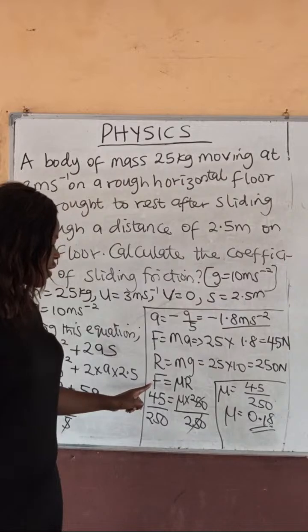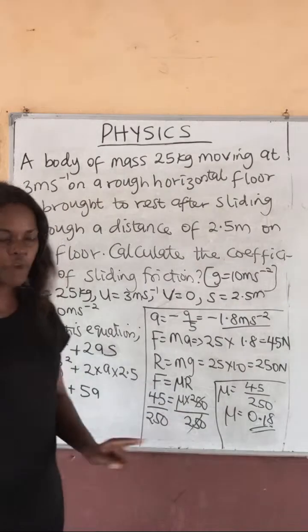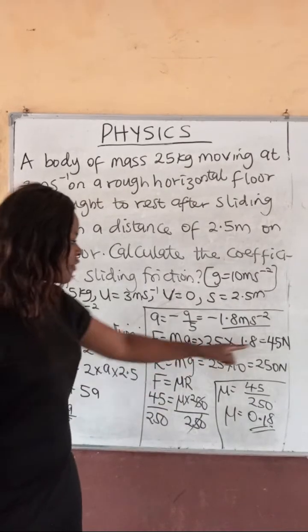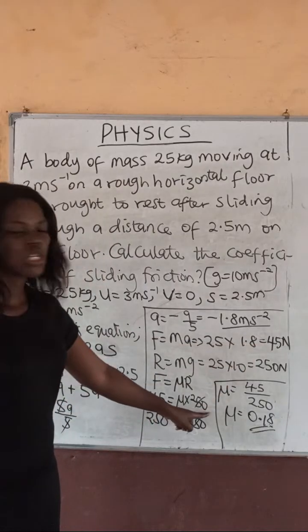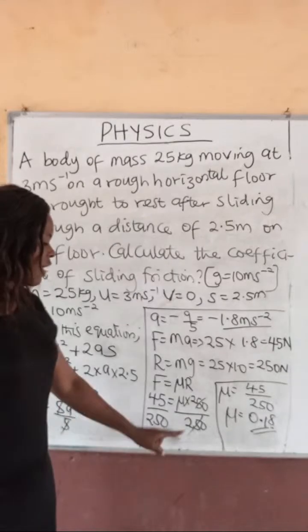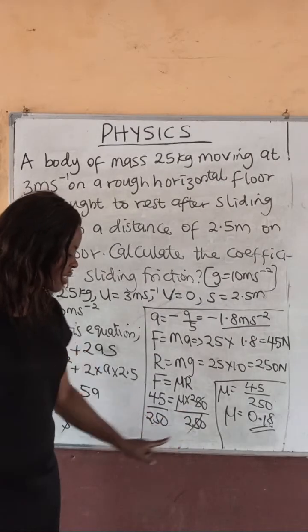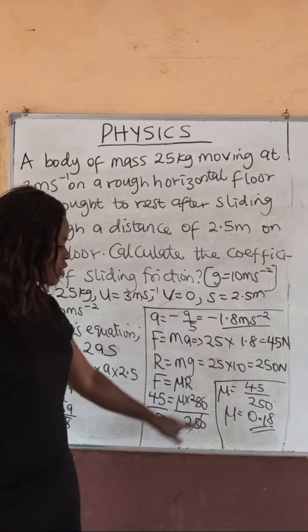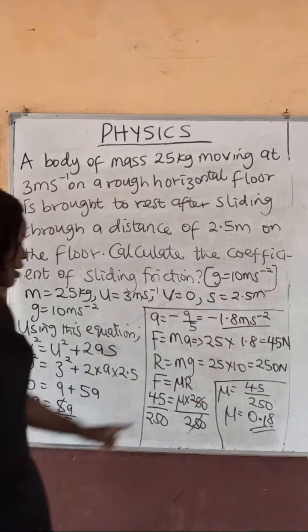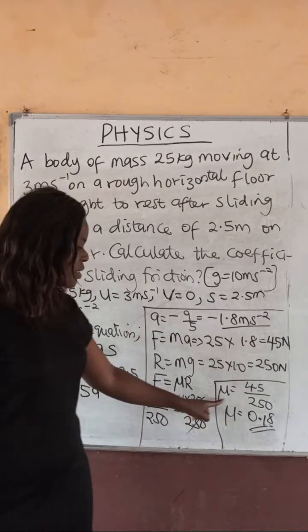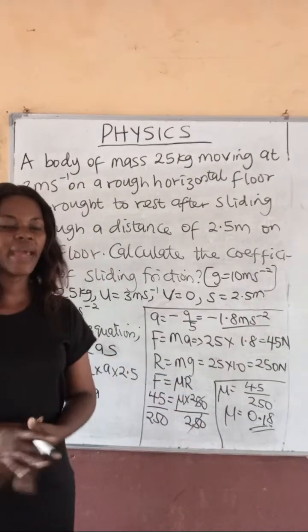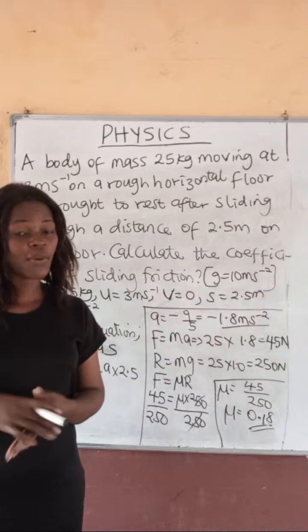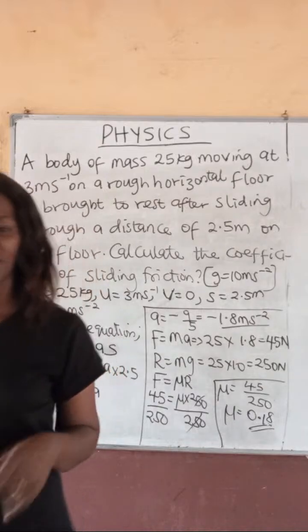Now the frictional force F is equal to mu R. That is the formula. My frictional force is 45. It is equal to mu times 250. Then I divide by the coefficient of mu, which is 250. This cancels out to give me mu. Mu is equal to 45 over 250, and my answer is 0.18. Do we get it now? Let me check. Do we get it now? Right.